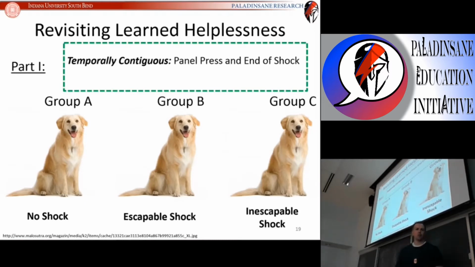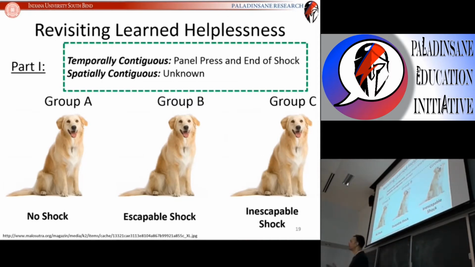All right, so panel press and the end of the shock were temporally contiguous, and I won't torture you with this one because we don't know what was spatially contiguous, right? We don't have a map of the room, which would be required in order for it to be spatially contiguous.